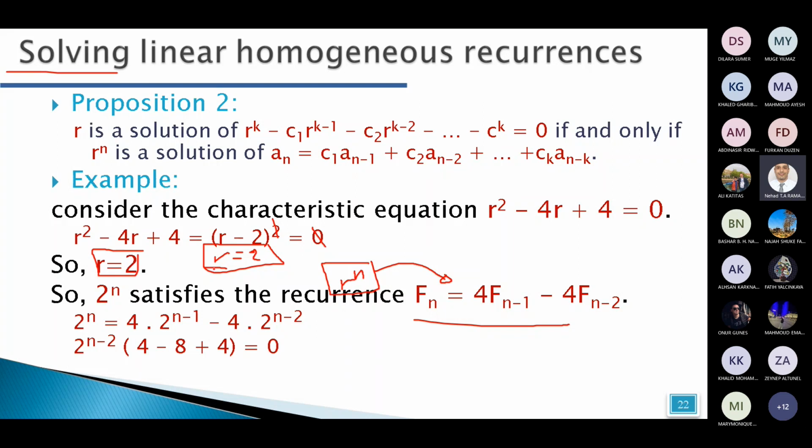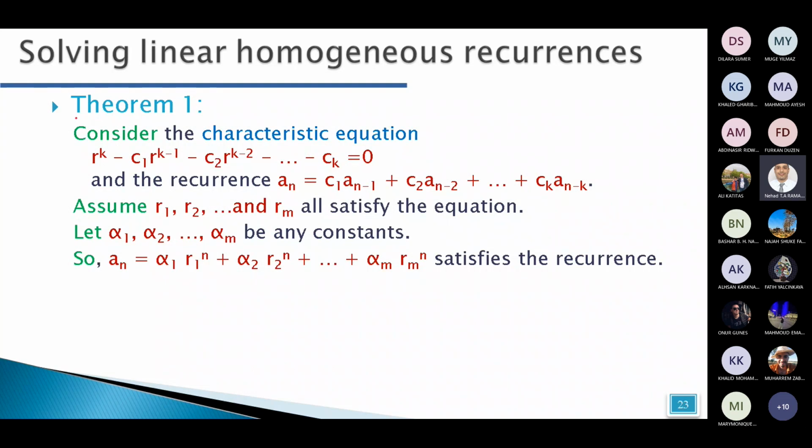But what if we have more than one R? Then the summation, but with constants. That's why we have theorem 1. Theorem 1 says that if we get the characteristic equation for a recurrence relation, then we get R1, R2 as a solution for the characteristic equation.